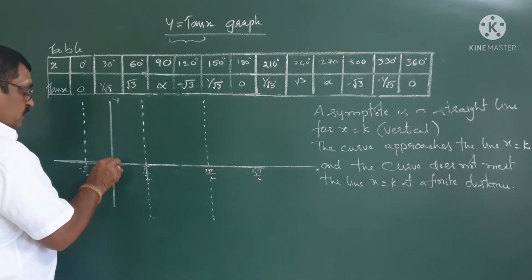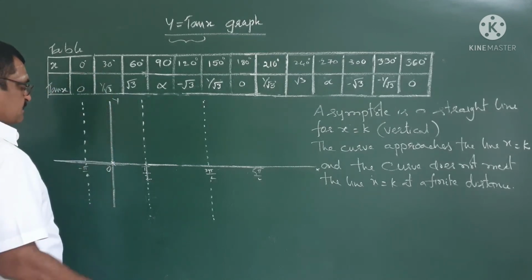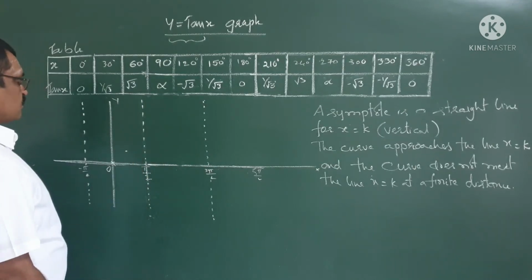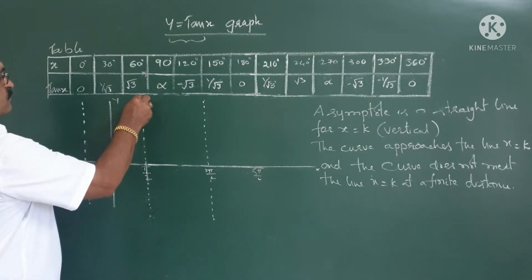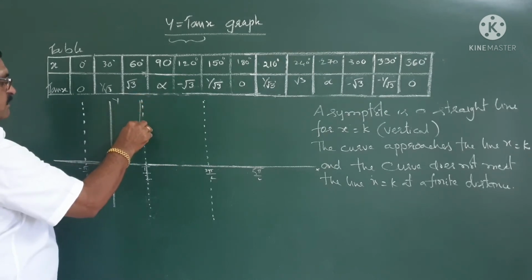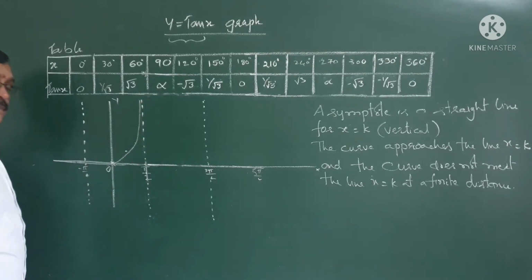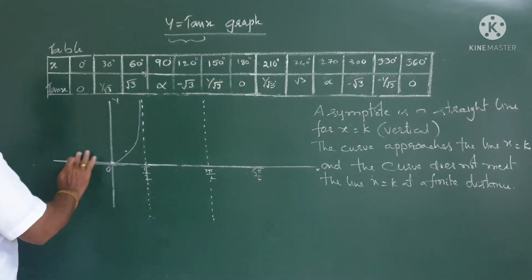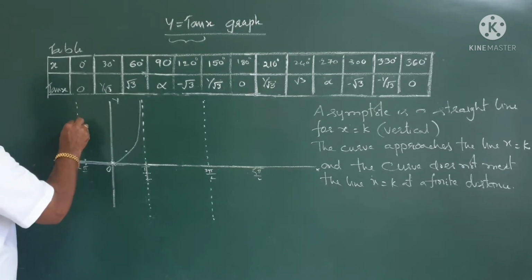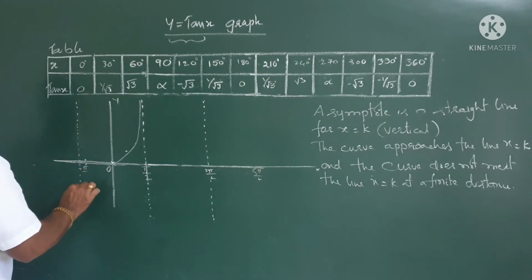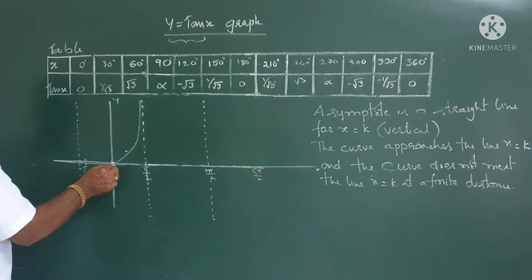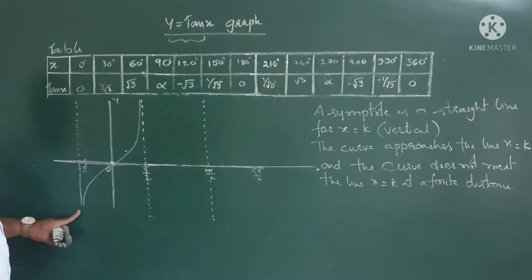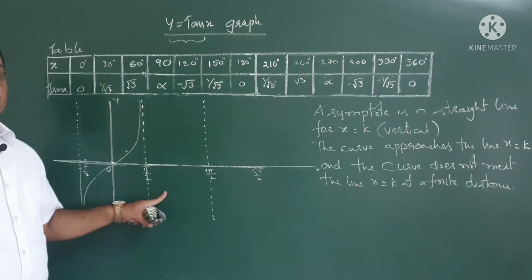When x is equal to 0, tan is 0. When x is equal to 30, somewhere around 1 by root 3, that means 0 point something. When x is equal to 60, somewhere here. So the graph goes like this. What happens to the negative side? And you know very well, tan of minus theta is equal to minus tan theta, so it has to come down. This is the tan graph between minus pi by 2 and plus pi by 2.